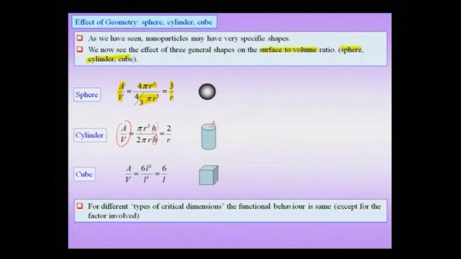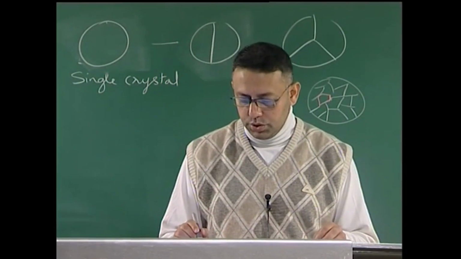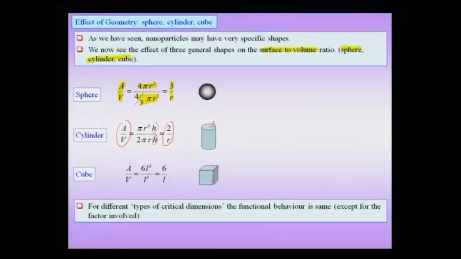So, my area is given by 2 pi r h, the volume is pi r square h, and therefore, the cylinder would have A by V as 2 by r. For a cube, there are 3 dimensions, and of course, I am still maintaining it as a cube as I am reducing the dimension. I am not changing its geometry, and I can track my A by V, and I can see that the area is 6 L square, because now I have 6 of these surfaces. The volume is L cube, and therefore, it is 6 by L.